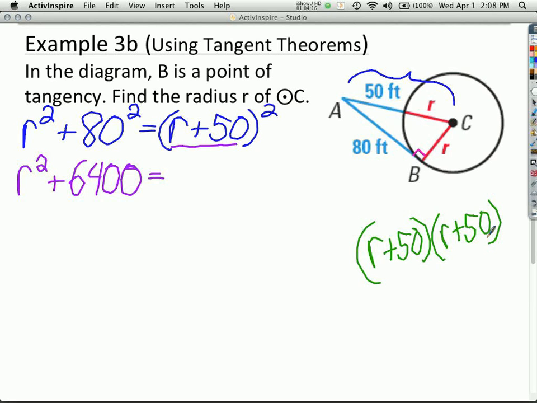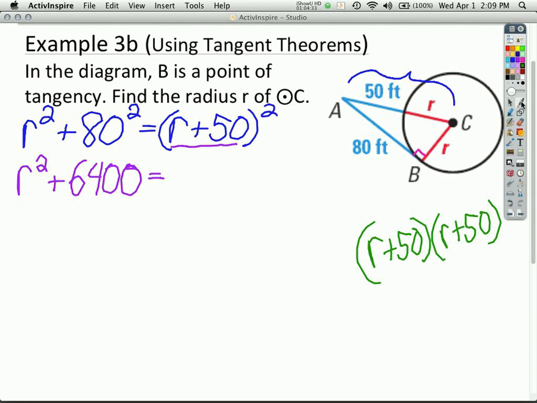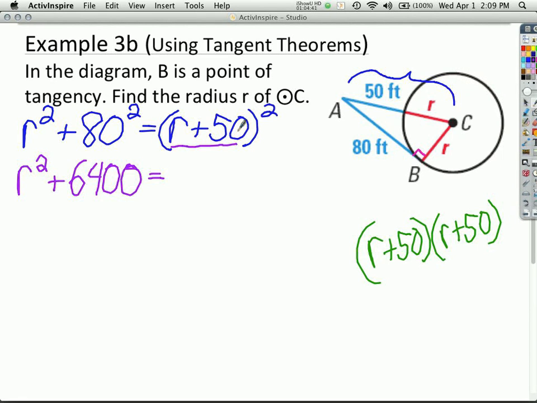I think that you just, okay, wouldn't it be r squared plus 2,500? Unfortunately, it's not that simple. It'd be r squared plus 2 times r times 50 and then 50 squared. That's right. Square the first term, square the second term, then multiply them together and multiply by 2.